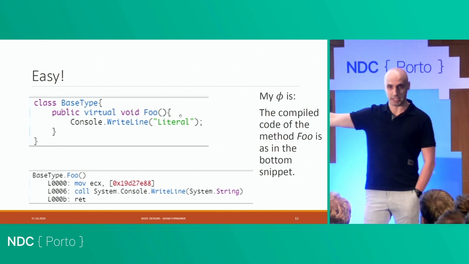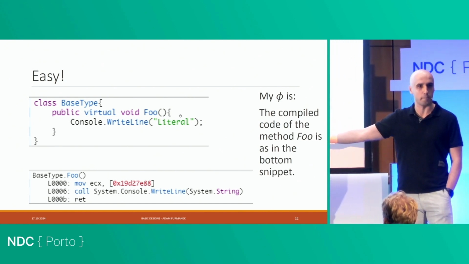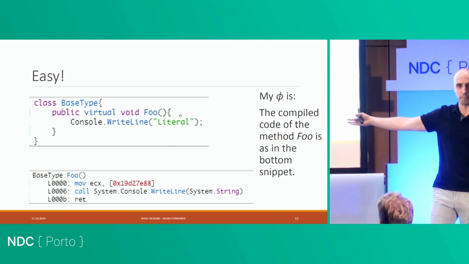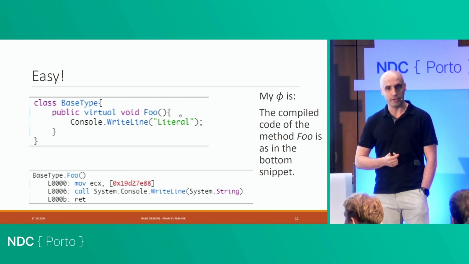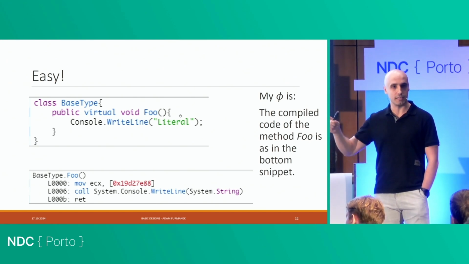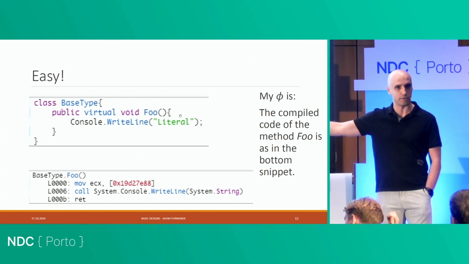That's my property. Can I prove it about the base type? Sure I can. I just decompile it, disassemble the code. That's the property I have just proven. Now I would like to inherit from the base type, override the method, and I should be able to prove exactly the same property, the property telling me this is the exact machine code of the method.